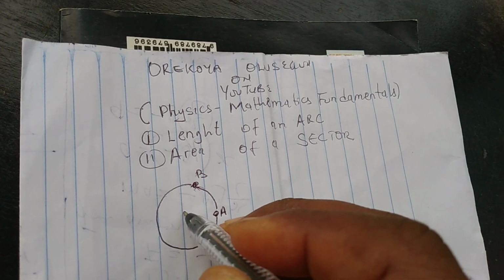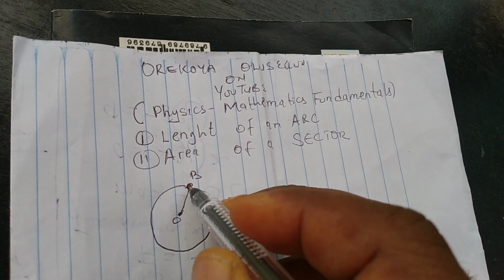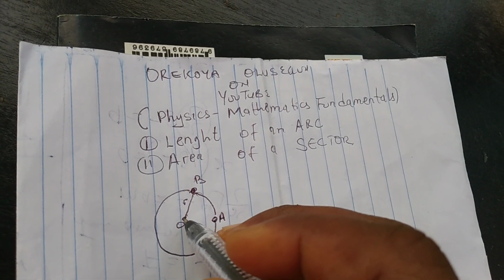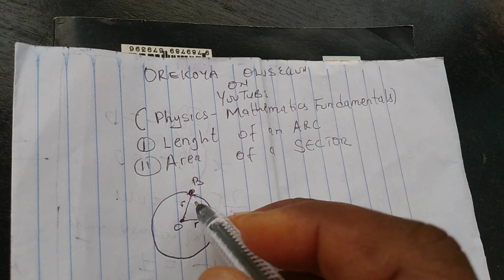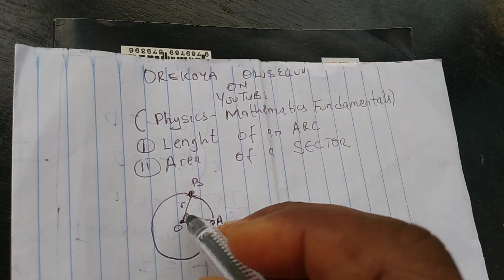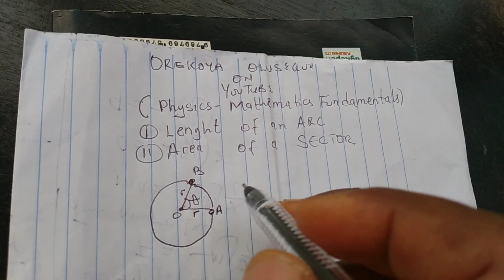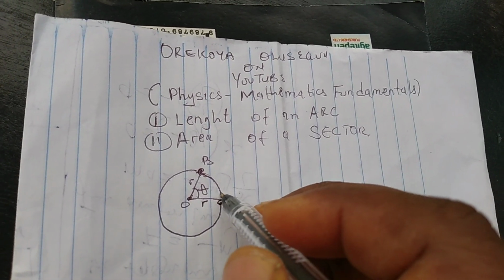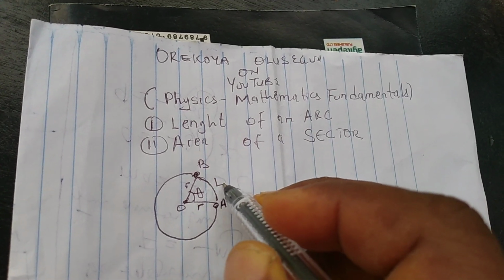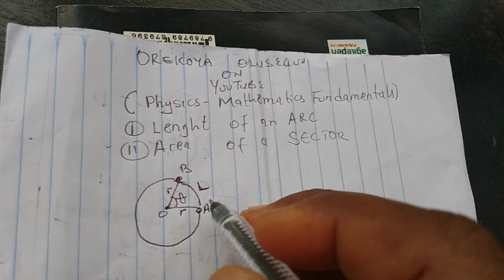Let's say we have the center O of the circle and the radius OB as well as radius OA. This particular arc, let's say it subtends angle theta at the center of the circle. Now, we want to find the formula for the length L of the arc. How do we do that?